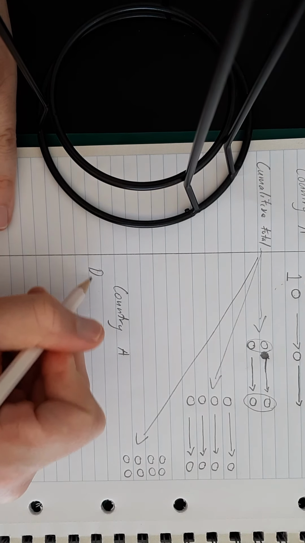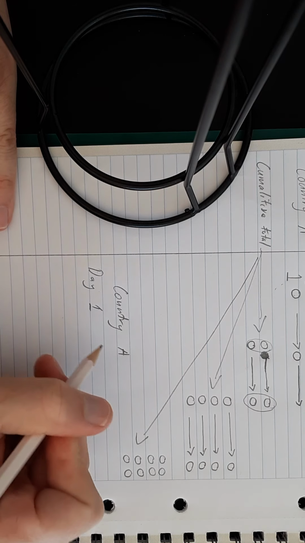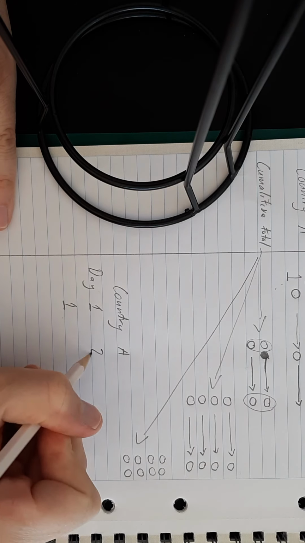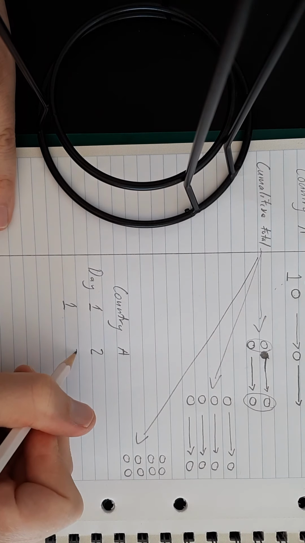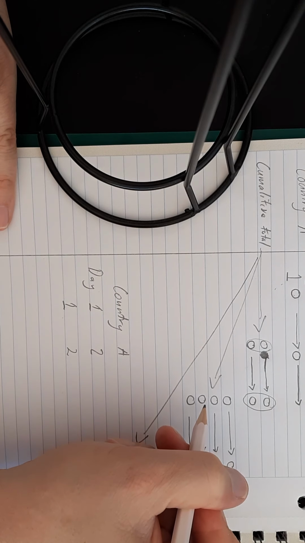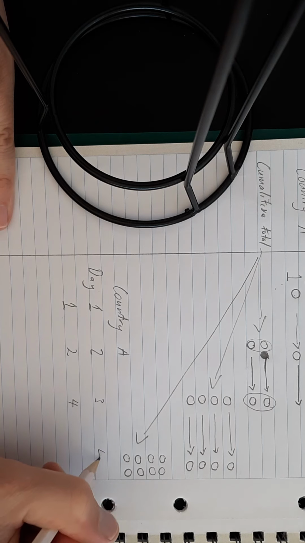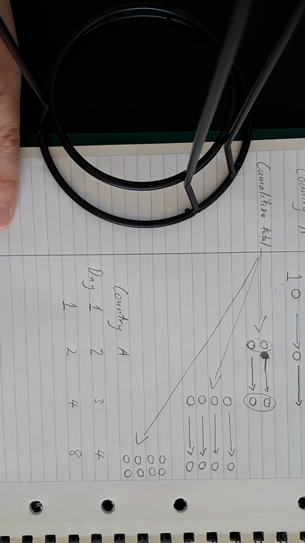If you look at our little drawings, we have day 1, we have 1 case. Day 2 we have 2 cases. Day 3 we have 4 cases. Day 4 we have 8 cases. You probably see a pattern here. Hopefully you realize that each day the number is doubling. So on day 5 we have 16, day 6 32, day 7 64, so on.